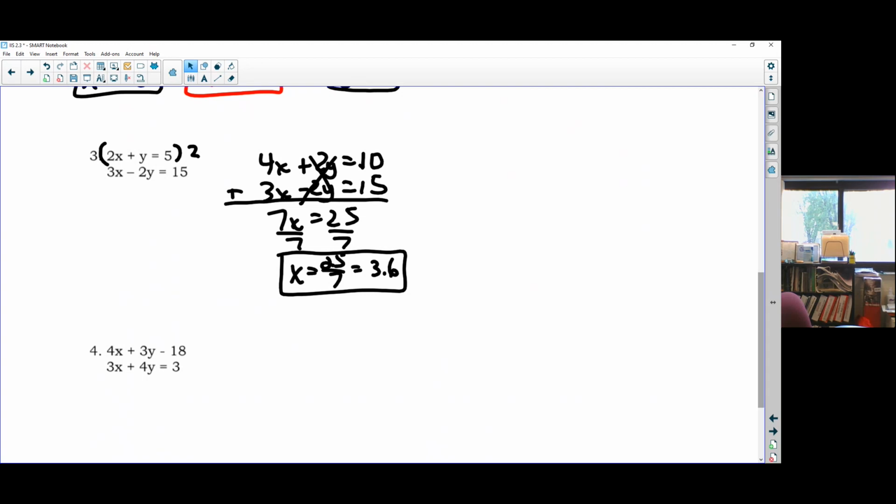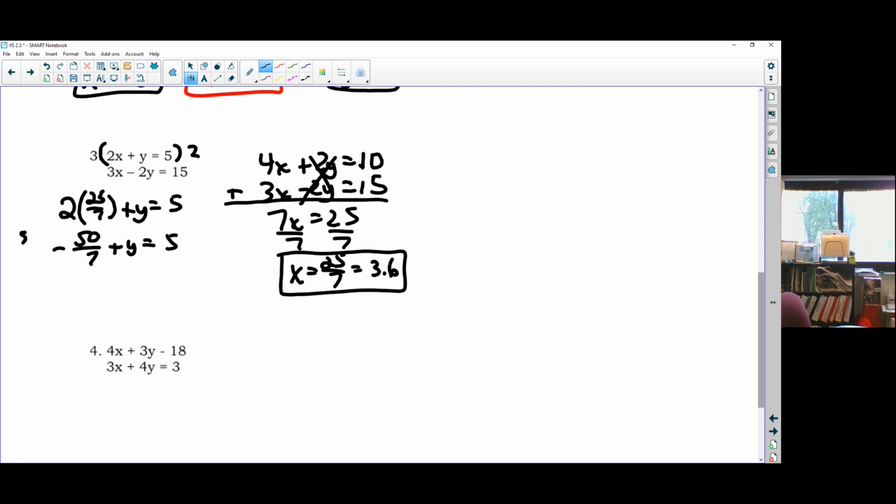Now let's see what happens when we plug it in for y. So if I take, we use the original first equation. Okay. So 2 times 25 over 7 plus y equals 5. Well, that's 50 over 7.